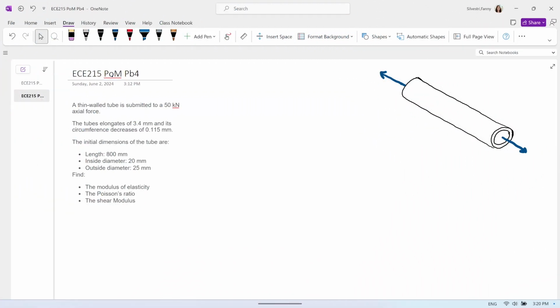Here we go. We have problem number 4 for this properties of materials section. We have a tube that is submitted to a force, 50 kilonewton, and we record the change in shape. When we pull on it, we notice that it elongates by 3.4 millimeters in length, and the circumference decreases by 0.1115 millimeters. Based on those observations, what is the modulus of elasticity of the material? What is the Poisson ratio? And what is the shear modulus of the material?